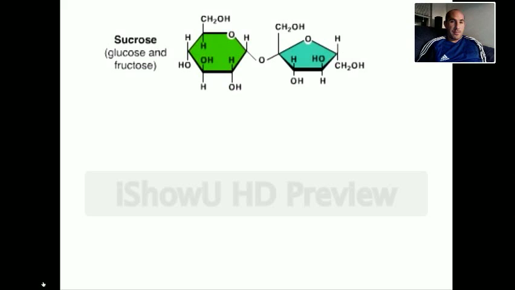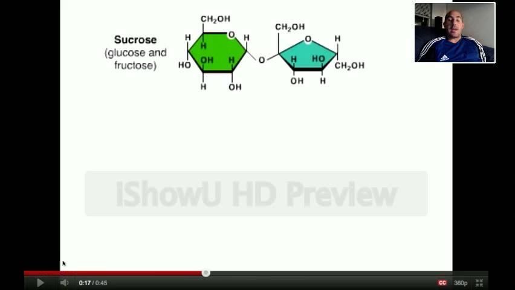We lost the water. So you can't just double it. So it's not simply C12H24O12. It is C12H22O11 because it lost an H2O. So there was sucrose.